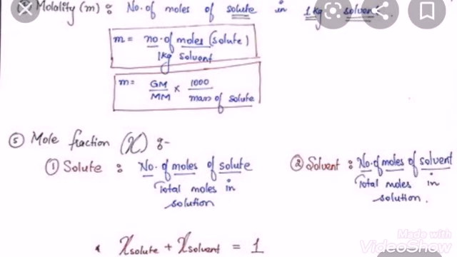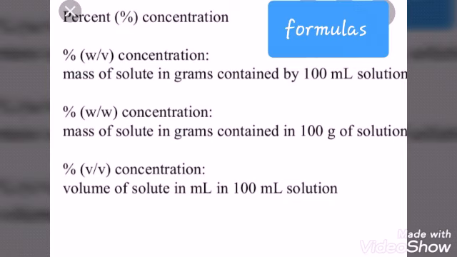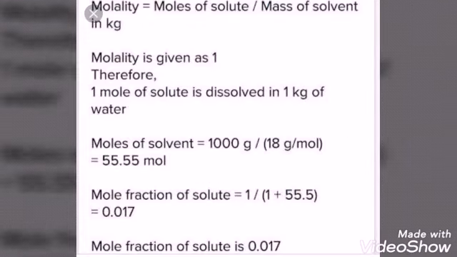Now here is the molality and mole fraction comparison. Molality, now you know the formula. Mole fraction, where solute and solvent are given, is the number of moles of solute upon total number of moles in solution. Here I have given you the formulas for percentage concentration: W by W means mass by mass, W by V, and V by V means volume by volume. So you can go through these formulas.